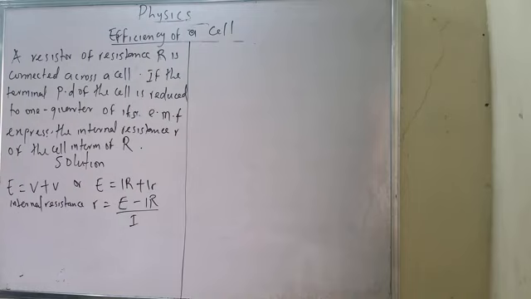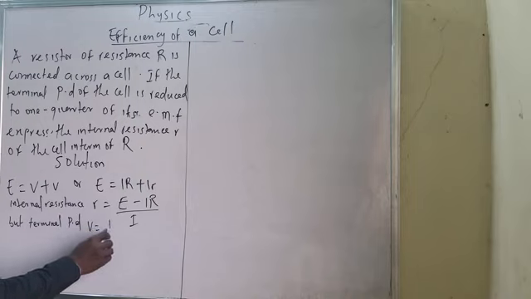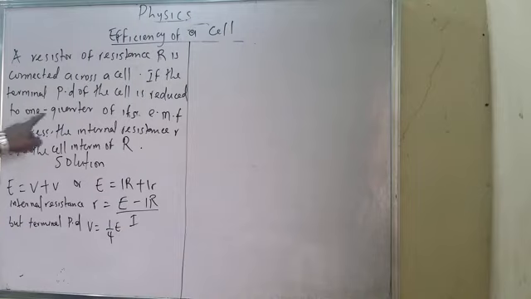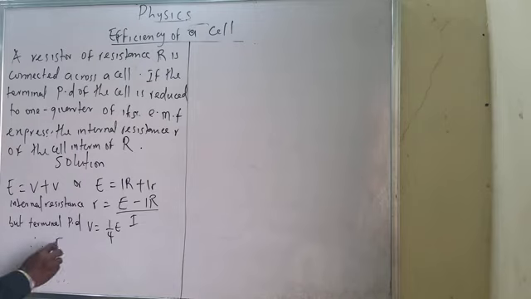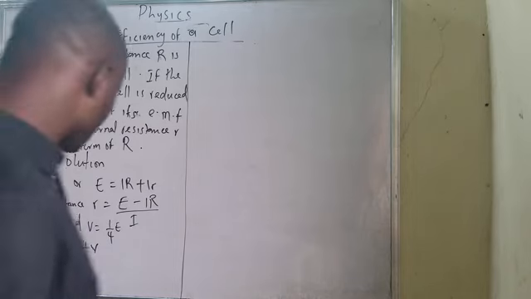Now, from the question, the terminal potential difference, which is V, equals to 1/4 of what? That is the problem. 1/4 of its electromotive force. It means, therefore, I can say that my electromotive force equals to 4V.